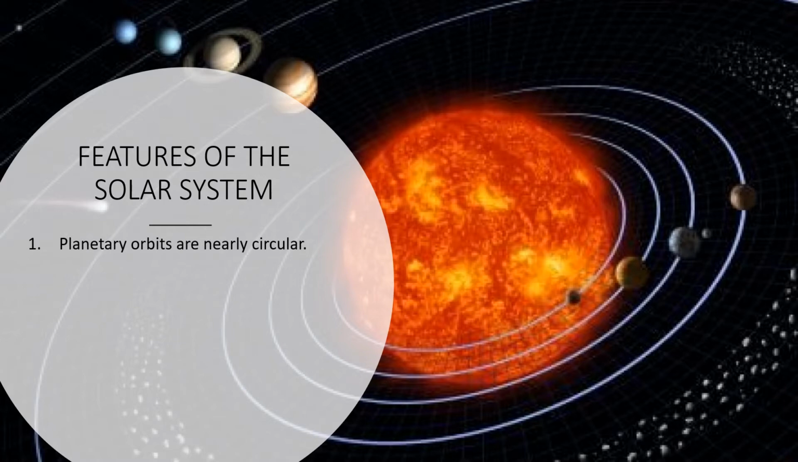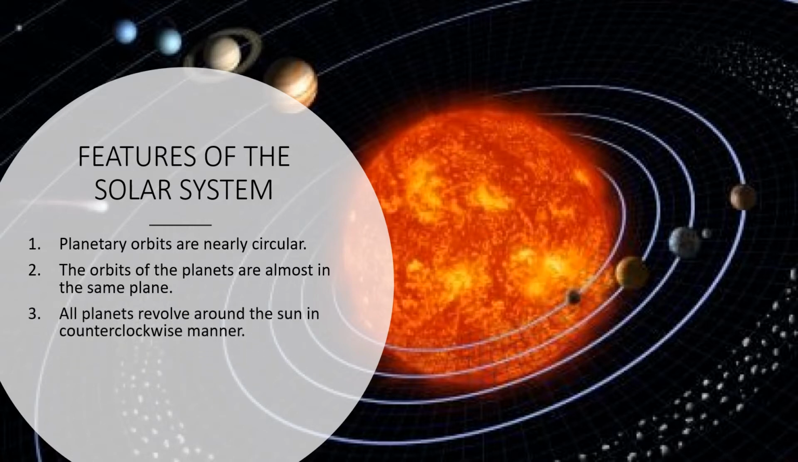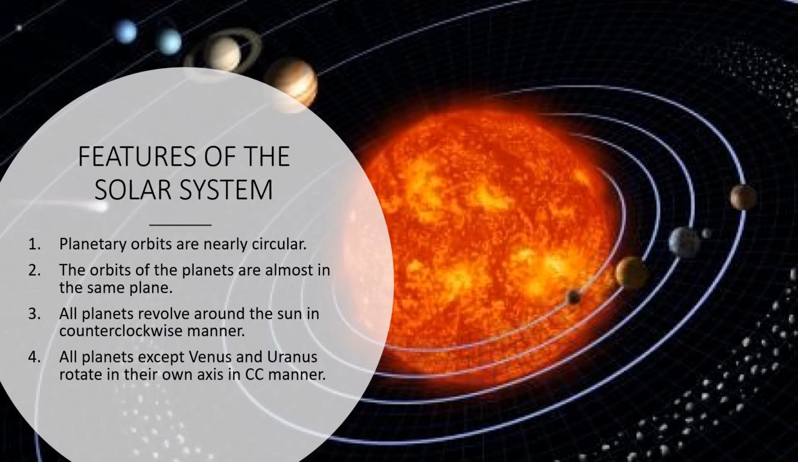First, the planetary orbits are nearly circular. The elliptical orbits depart only slightly from being a perfect circle. Second, the orbits of the planets are almost in the same plane. This means that the solar system is almost flat. Third, all planets revolve around the sun in a counterclockwise direction. Fourth, all planets except Venus and Uranus rotate on their own axis in a counterclockwise manner.